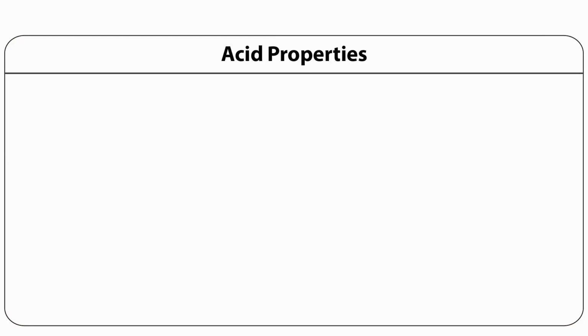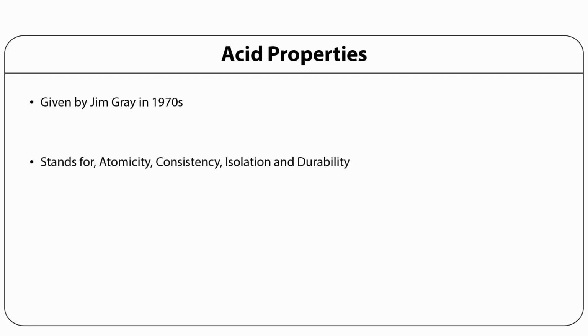ACID property is one of the very important properties of any kind of database management system. It was given by Jim Gray in the 1970s. Basically, ACID stands for atomicity, consistency, isolation, and durability. ACID property is used at the time of data processing and transaction of data. That means we use this property when we actually manipulate the database management system.